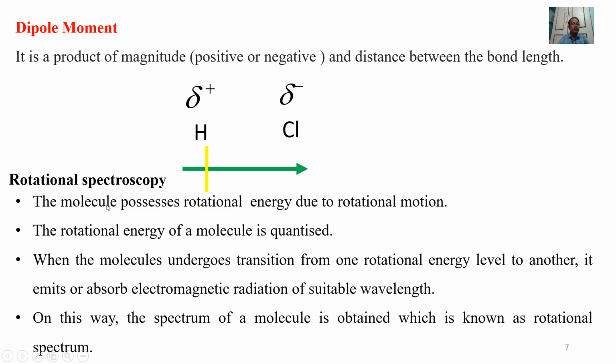The molecule possesses rotational energy due to rotational motion. The rotational energy of a molecule is quantized. When the molecule undergoes a transition from one rotational energy level to another, it emits or absorbs electromagnetic radiation of suitable wavelength. In this way, the spectrum of a molecule is obtained, which is known as the rotational spectrum.